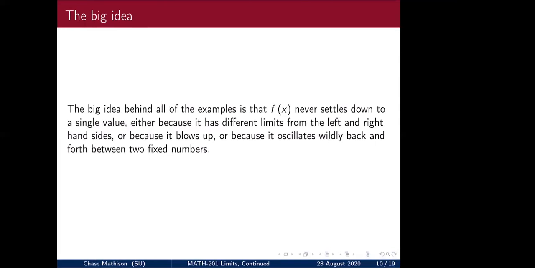So the big idea behind all these examples is that the function f of x never settles down to one value as x approaches what's called the limit point. I'm not ever going to say that. As x approaches what we're calling a. Either because it has different limits from the left and right, and so therefore if f is approaching one thing from the left and a different thing from the right, it can't be approaching a single thing from both directions, right? Or it blows up, or it oscillates wildly between two fixed values.